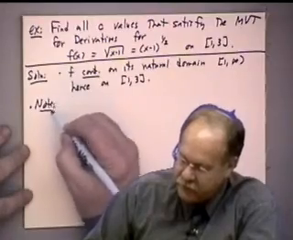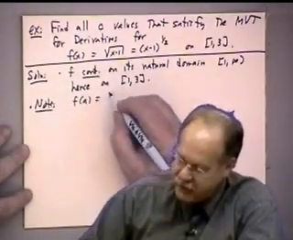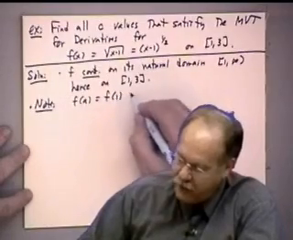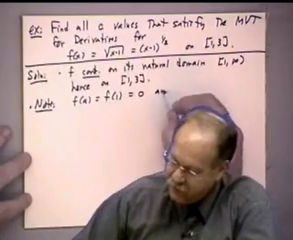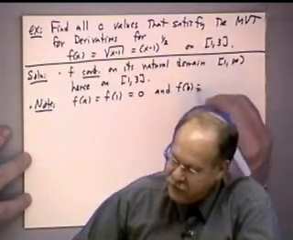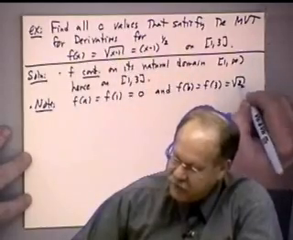Let us note here, and we'll use these later, that f of a is equal to f of 1, because a is equal to 1, and that's just 0 here. You put 1 in here, you get 0. And f of b is f of 3, and 3 minus 1 gives me 2, so we have square root of 2.